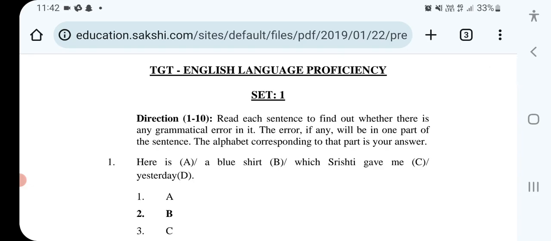Directions 1 to 10. Read each sentence to find out whether there is any grammatical error in it. The error, if any, will be in one part of the sentence. The alphabet corresponding to that part is your answer.